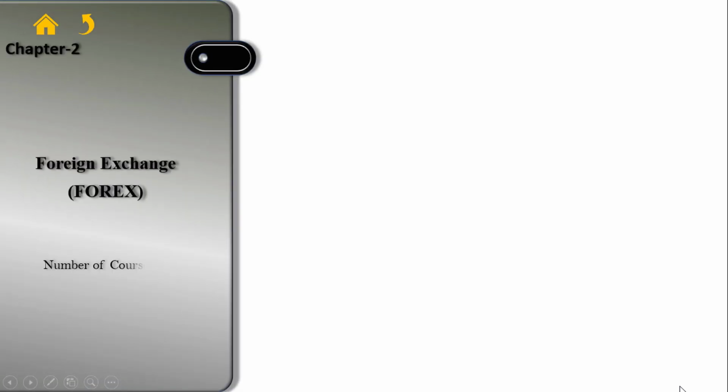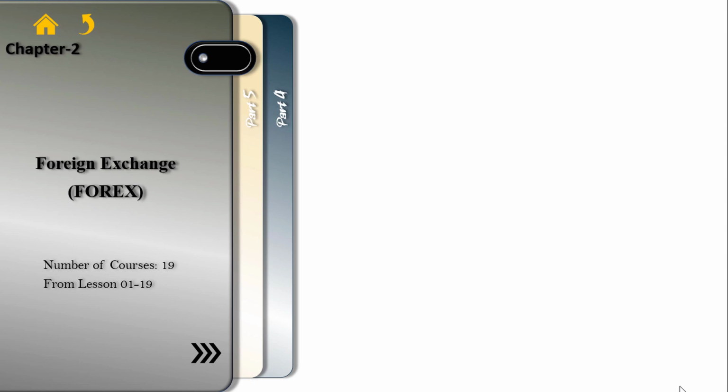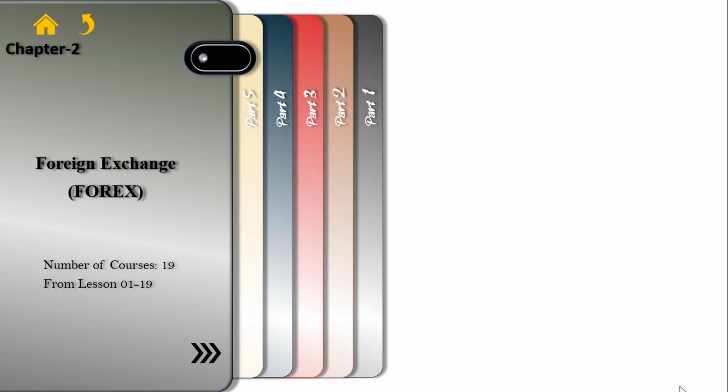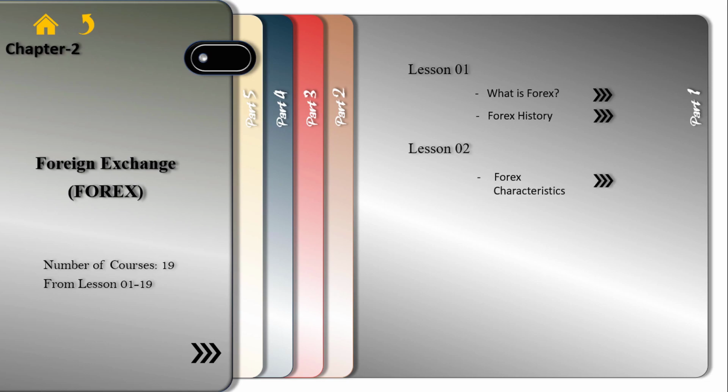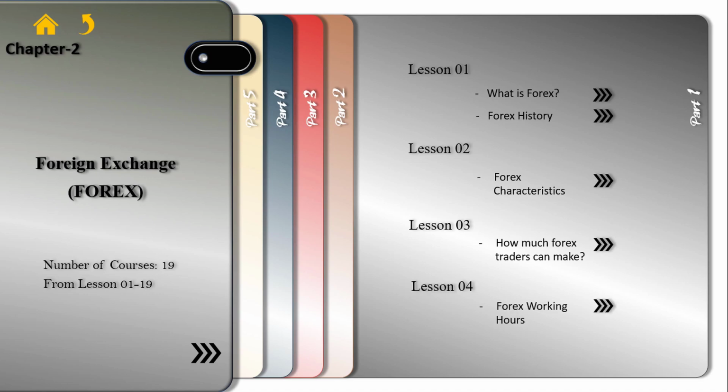Chapter 2, Foreign Exchange, Forex. This chapter has 5 parts. We already have studied part 1, and in this part we have studied the following. Lesson 1, what is Forex and Forex history. Lesson 2, Forex characteristics. Lesson 3, how much Forex traders can make. And Lesson 4, Forex working hours.